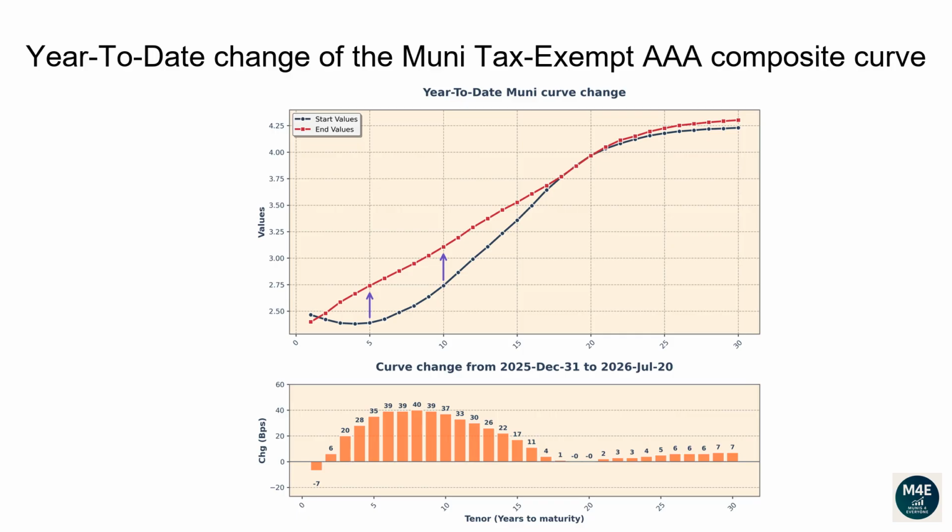The 1-year tenor changed -2 basis points. The 2-year tenor changed 12 basis points. The 5-year tenor changed 43 basis points. The 10-year tenor changed 44 basis points. The 20-year tenor changed 5 basis points. The 30-year tenor changed 15 basis points.